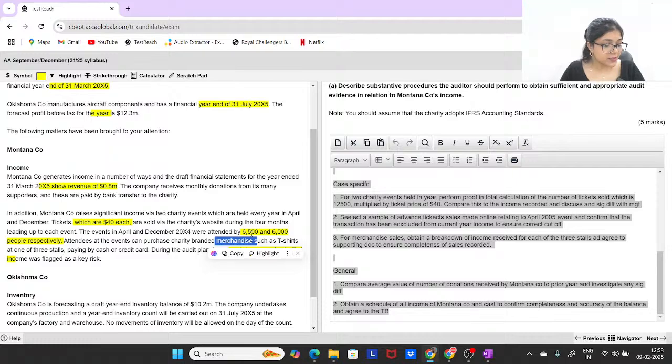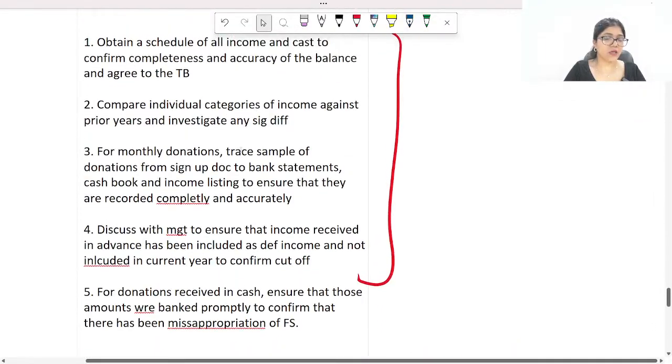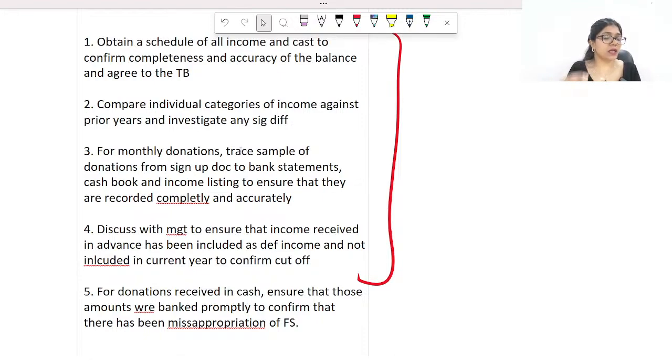Can you please refer to the ACCA answer? This is the ACCA answer, Rajput. This one. If you see, this is part of the ACCA answer, because in the ACCA's answer, they sometimes do not include specific ones as well. If there's any other answer that you want me to refer to, you can DM me.